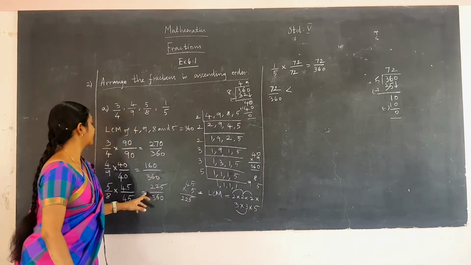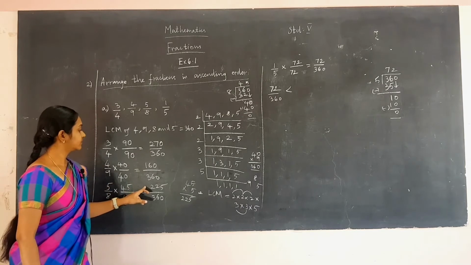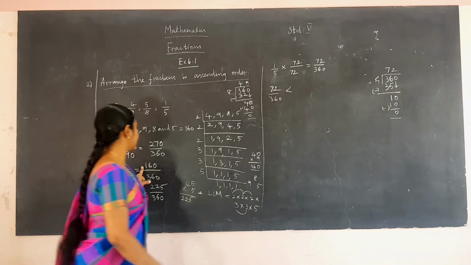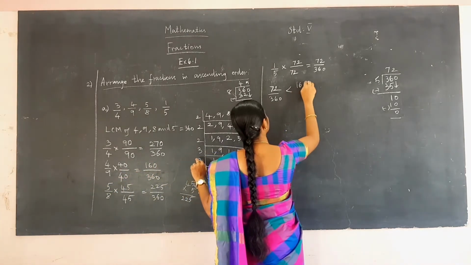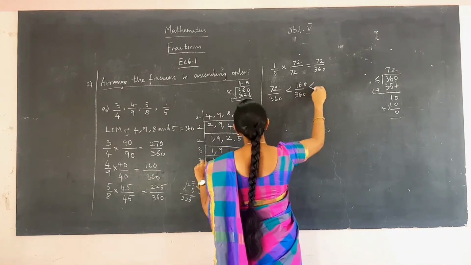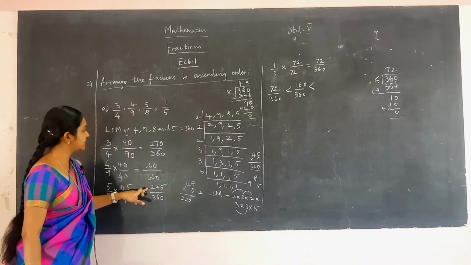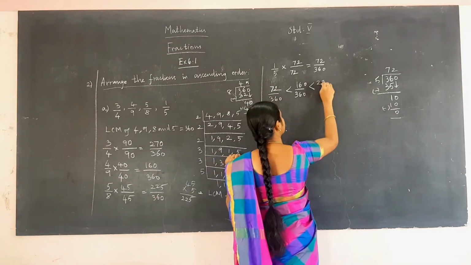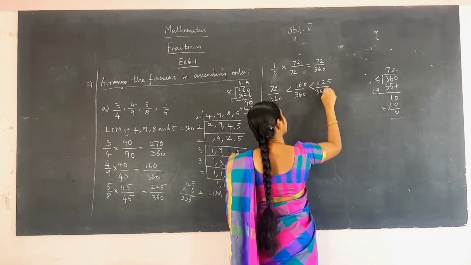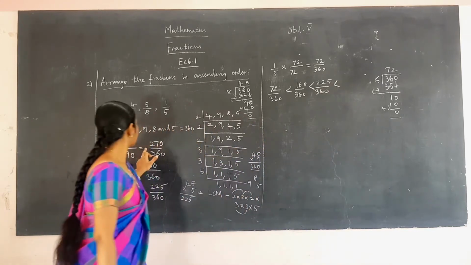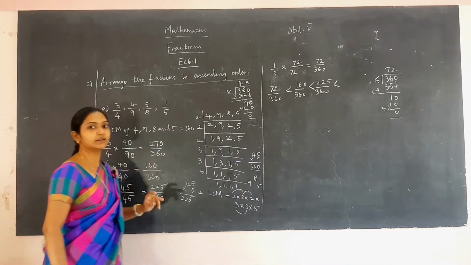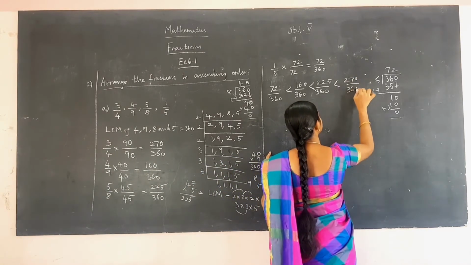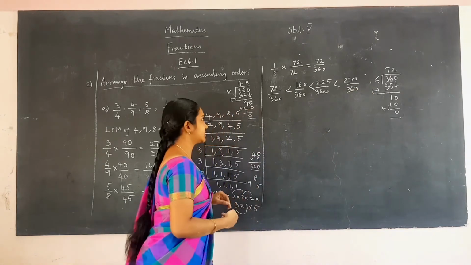Next, we have these three numbers. 160 is smaller, so write that. Next, 270 and 255. Sorry, 225. 225 is smaller. Next, the largest fraction here is 270 divided by 360. Now write their equivalent fractions.